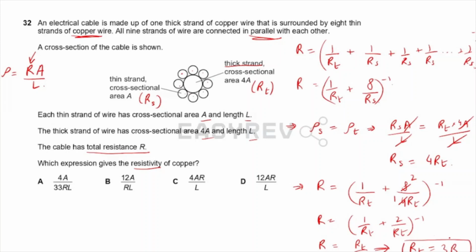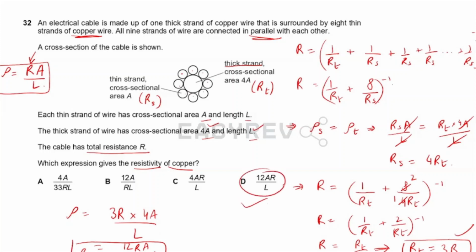Now I have this for the thick strand of the wire. I have its cross-sectional area and its length L. Now it's just a matter of me plugging it into the expression for resistivity to find the resistivity of copper. Here I don't need to worry about the small strand, the thin strand, because it's the same copper wire. And so I get 3 times R times 4A over length L, and my answer will be 12RA over L. The one option that matches this is option D.